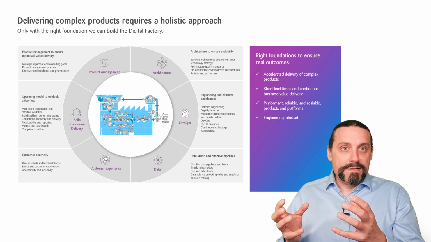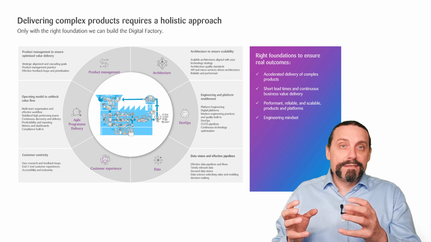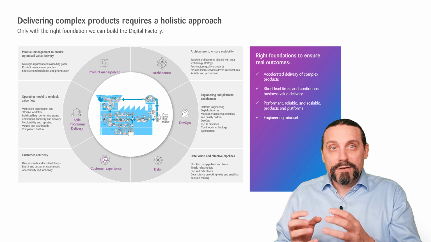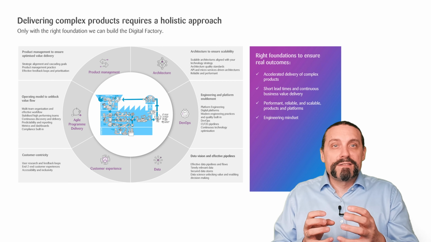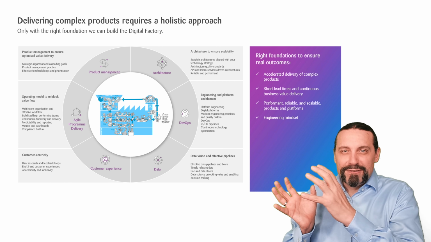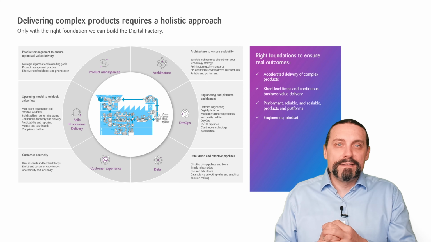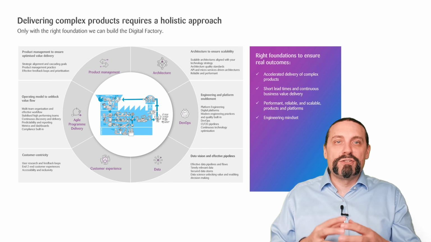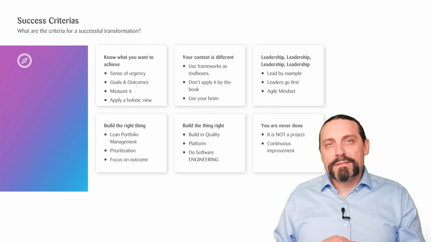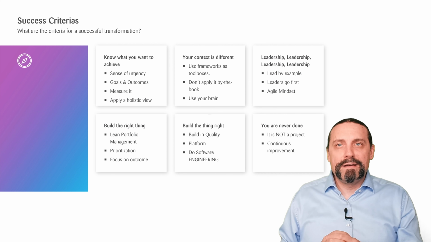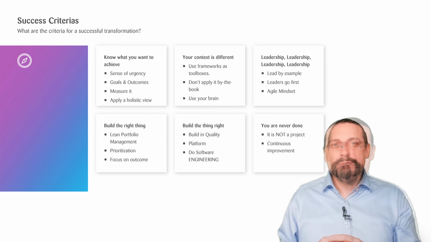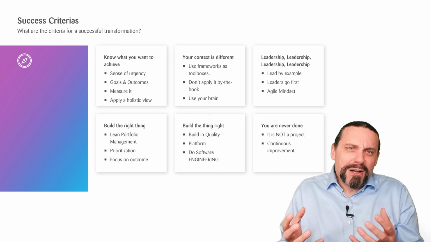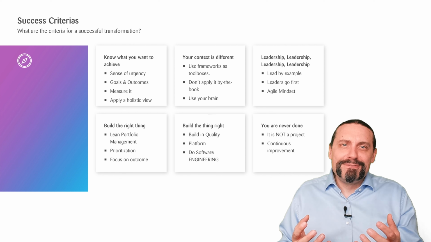Creating a digital factory is very important for many companies for delivering their complex products, and you can see you need to have a holistic approach in order to achieve that. This brings us to the success criteria when it comes to a DevOps transformation. The first thing is sort of quite obvious. You need to know what you want to achieve.